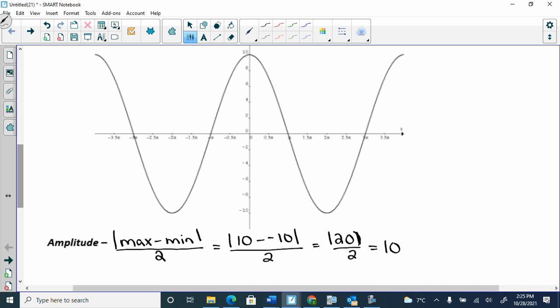Now, does that make sense? From min to max, it's a distance of 20, and the amplitude is half, right? So instead of using the formula, you could just count your distance from min to max and divide it by 2, couldn't you? Takes me 10 to get to here and 10 more to get to here, which is 20. That's a distance of 20. Divided by 2, my amplitude is 10. So if you count up 10 and you count down 10, they should meet at the same spot, do they? Then you know you're right. Okay? Yeah, I found my amplitude.